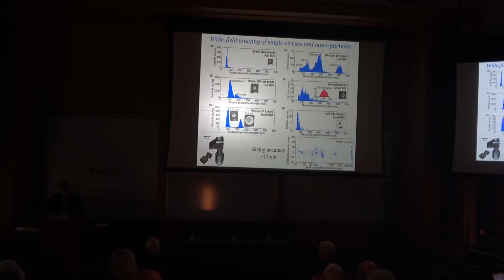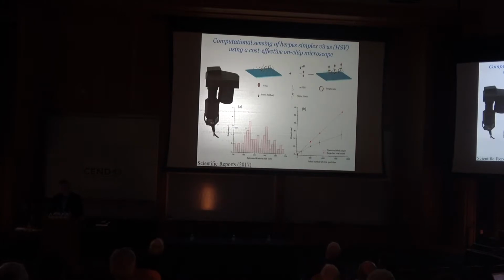Based on the phase signature, which is quantified in terms of optical path length, we can have a sizing accuracy of these particles of about 11 nanometers, all the way from small particles like 30, 40 nanometers to several hundred nanometers, and above a micron can be imaged and sized with this platform. It's a detection system, but with surface chemistry, it can also serve as a sensor.